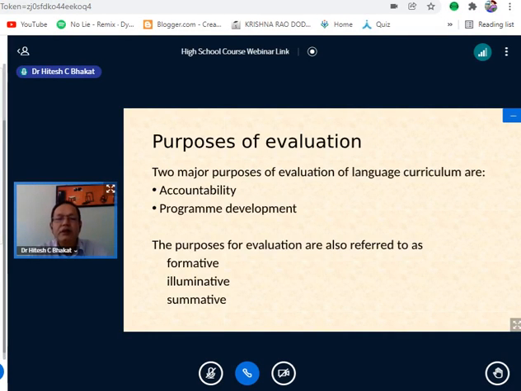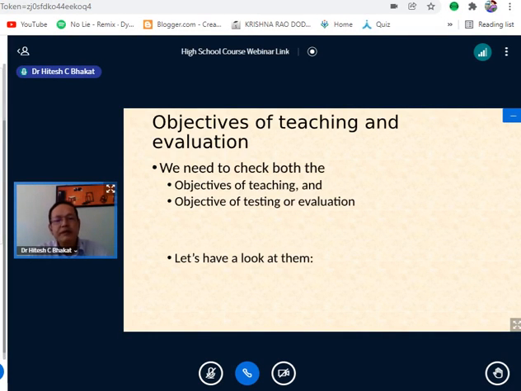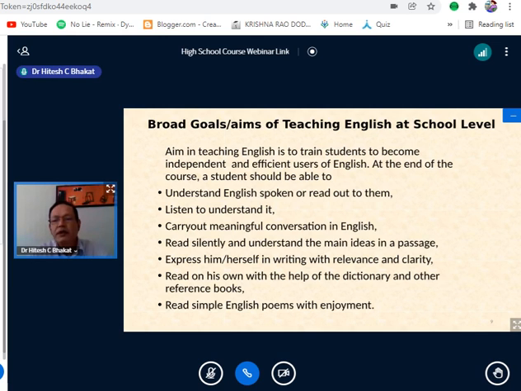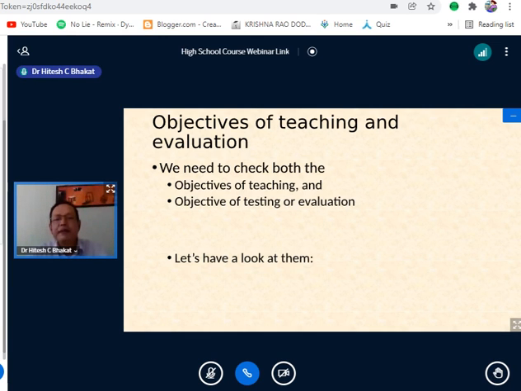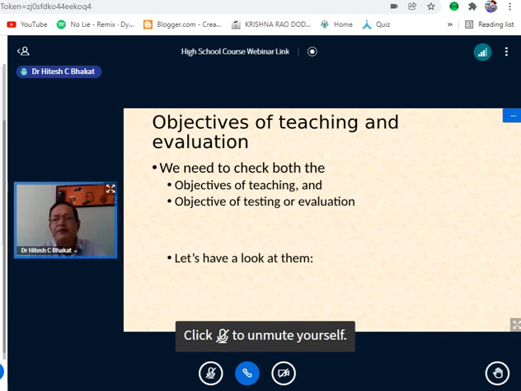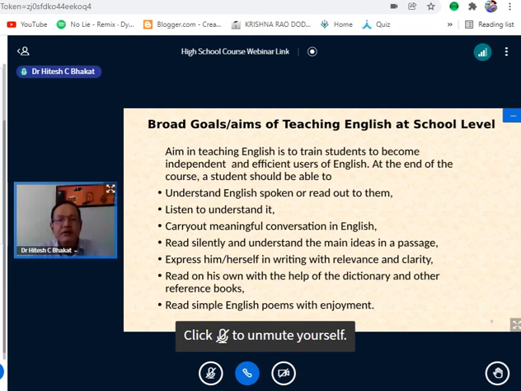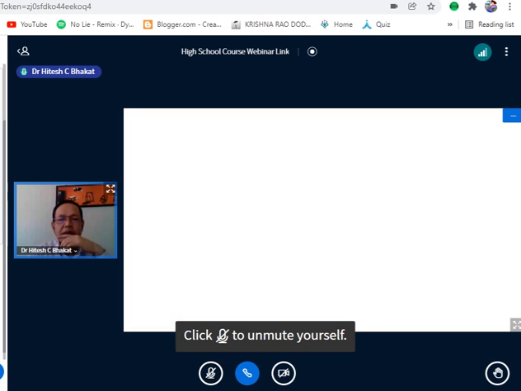Okay, whatever we have discussed so far, we understood the basic concept called objectives of teaching and objectives of testing. We first talked about objectives of teaching, and this is for all the states. Whatever you are teaching in English, these are the broad objectives of teaching English at the high school level. Then we talk about objective testing.